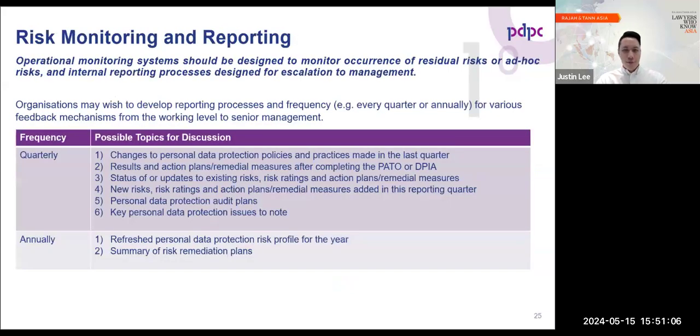Right. So having talked about risk identification, risk remediation, now there's risk monitoring and reporting. They're all kind of part of the same process. But essentially what this refers to is having an operational monitoring system that is designed to be able to monitor the occurrence of residual risk or ad hoc risk. And there should be internal reporting processes that are designed for escalation to management so that management is kept aware of all the different risks that exist. They're aware when something goes wrong, when there's something about to go wrong. They are kept in the loop and they can respond accordingly.